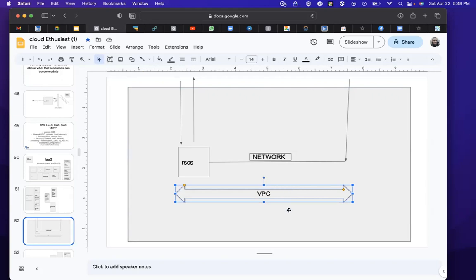But you know, in a region, there is also a sub-region, also known as AZ, availability zone, like I explained before. Let me go to AWS and just show you this.